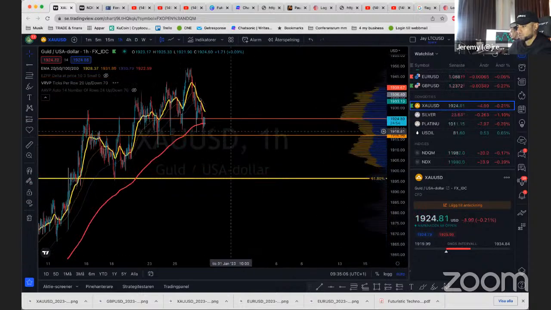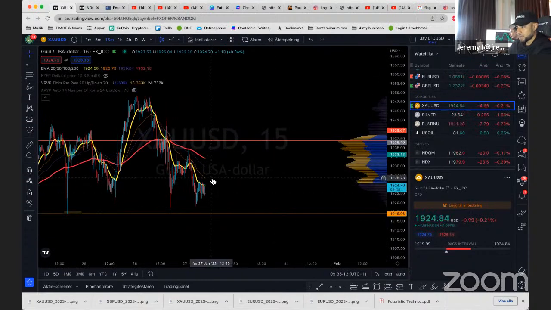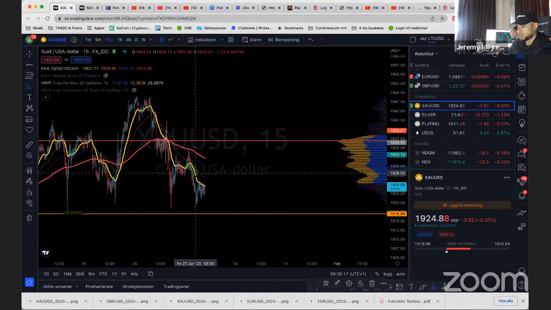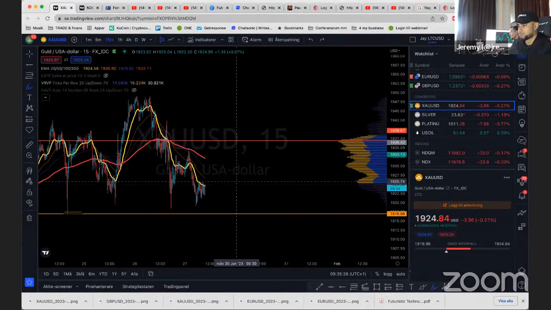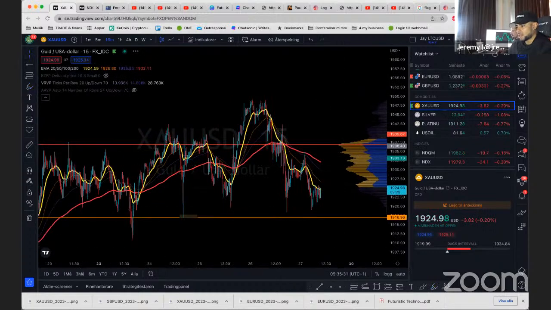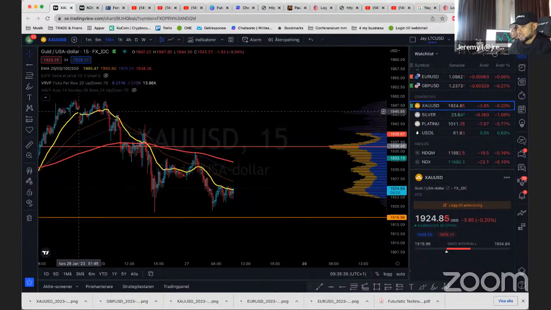We're looking for gold to hold this level. If it holds this level and breaks above not only the 20-day moving average, but also the 200-day moving average on the 50-minute time frame, we've got a potential buy here. But gold is volatile. Gold moves quickly, so there's also a scalp opportunity here.